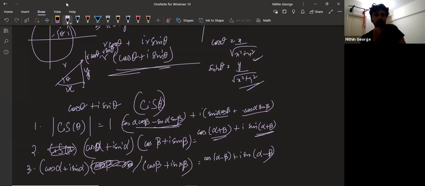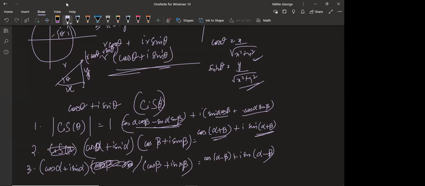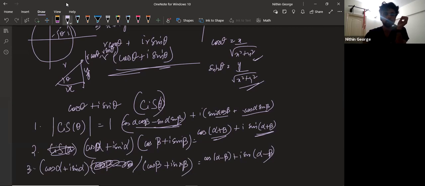Okay, you're getting the same thing, cos alpha minus beta plus i sin alpha minus beta. Yes, sir. Okay. So here, what I want you to notice is that when I multiply two complex numbers, something I said before, the angles add up, right? When I divide two complex numbers, the angles subtract from each other. That's basically what happened here, right?